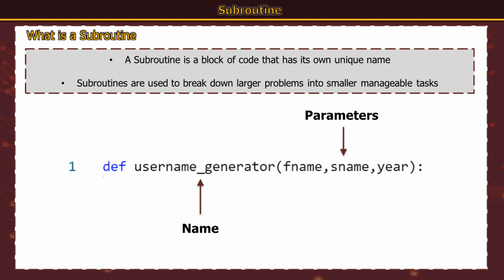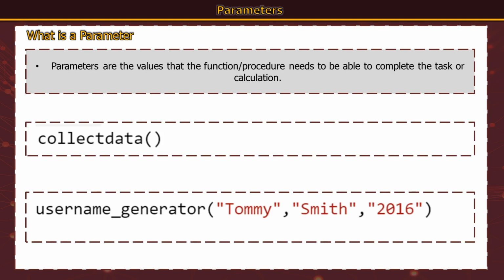Without those, it wouldn't be able to do it and you'd get an error message. Now some subroutines don't need any parameters at all. For example, collect data here doesn't need any parameters. If you call it, it will run without being passed any information. However, user_generate requires a first name, a surname and a year. So here, to satisfy that, I am passing the 3 parameters of Tommy, Smith and 2016.